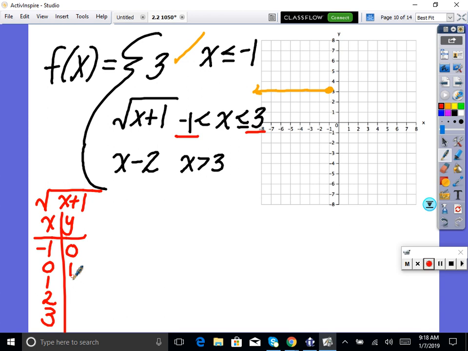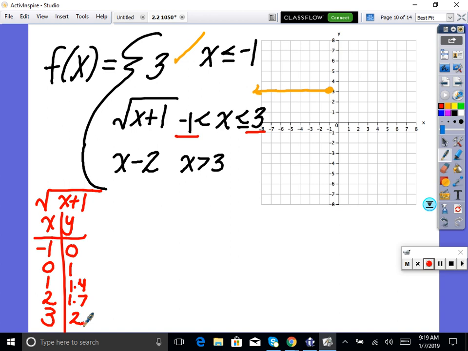Okay, let's plug in a 1. 1 plus 1 is 2. The square root of 2 is a decimal. So let's say you wanted to write down the decimal. You type it into your calculator. The square root of 2 comes out to be 1.4. Let's plug in a 2. 2 plus 1 is 3. The square root of 3 is a decimal. You would type it into your calculator. You get 1.7-ish. And then let's plug in 3. That one's easy. 3 plus 1 is 4. The square root of 4 is 2.